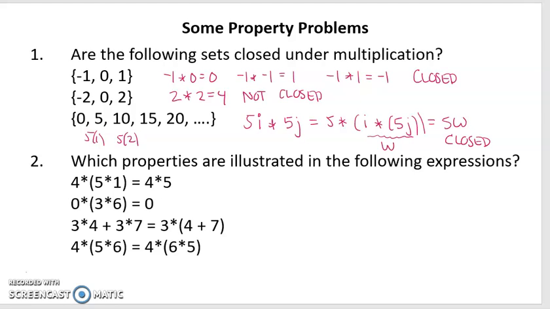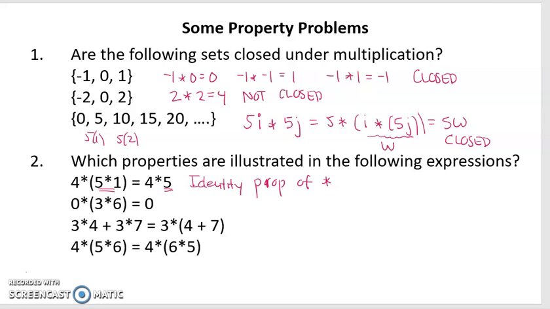Lastly, we'll just say which properties are illustrated here. 4 times 5 times 1. What I do is I look for what's changed. I've got 5 times 1, which equals 5. That is the identity property. And I think it's important you say which operation. Identity property of multiplication.